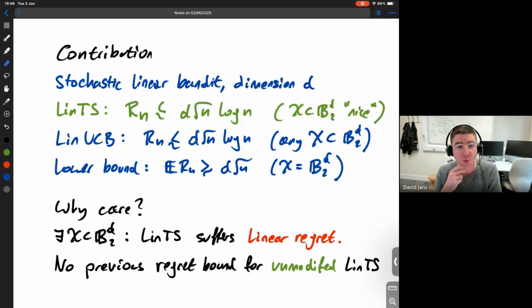And the question as to why you might care is, a good couple of years ago, someone actually showed a counterexample, an action set that shows that linear Thompson sampling suffers linear regret for a specific action set. So it's not at all straightforward that linear Thompson sampling should work. And there has literally not been a previous regret bound for just unmodified, straightforward Thompson sampling, an algorithm that we essentially all think works. People in practice use it all the time. But we don't have a good idea of why.